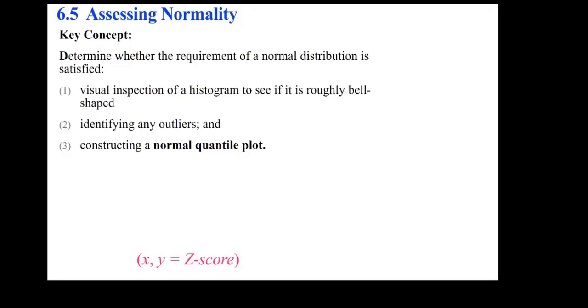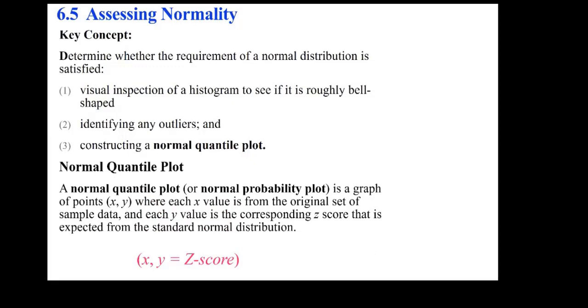Okay. So what is a normal quantile plot? A normal quantile plot, or normal probability plot, is a graph of points (x, y), where each x value is from the original set of the sample data, and the y value is the z-score corresponding to that sample data that is expected from the standard normal distribution. So x is the value of the piece of data given, and then we calculate its corresponding z-score.